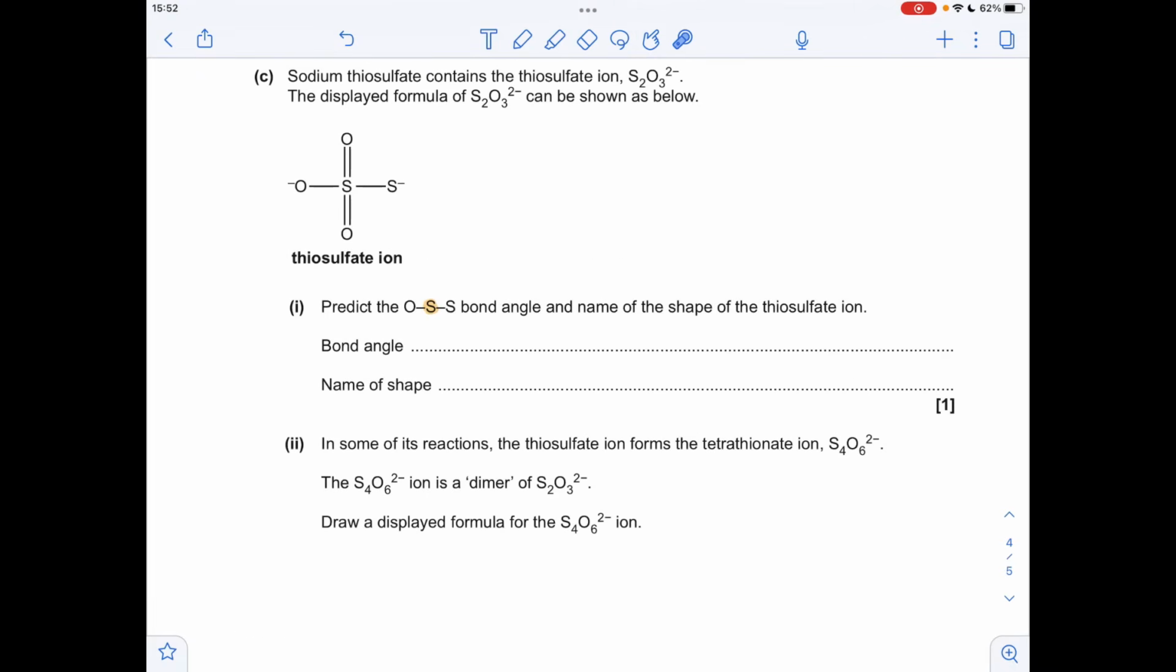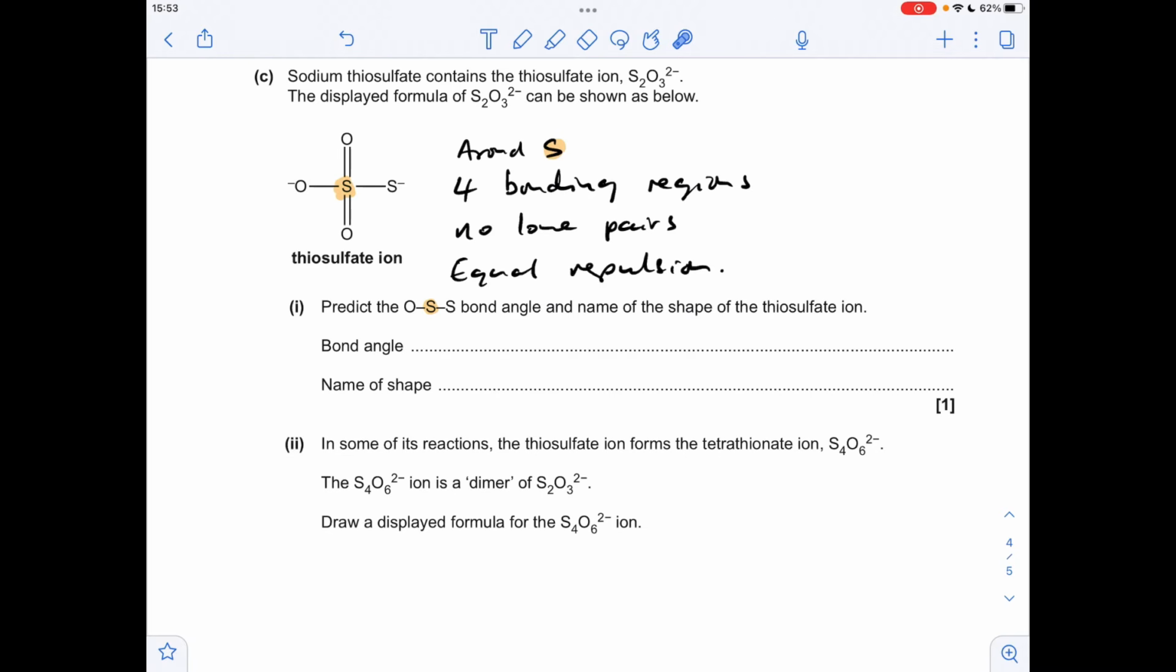Moving on to part C now, we've got to calculate this OSS bond angle. Well, we're talking about the angle around this central sulfur here. So I'll just highlight that. So we've got to think about what kind of electron regions we've got around this central sulfur. So around the sulfur we've got 4 bonding regions. So we've got 2 single bonds and 2 double bonds, but they all just count as a bonding region each. There's no lone pairs around the sulfur. All of the valence electrons are going into these bonds, so therefore we're going to have equal repulsion. So the angle around that sulfur is 109.5 degrees and the shape is tetrahedral.